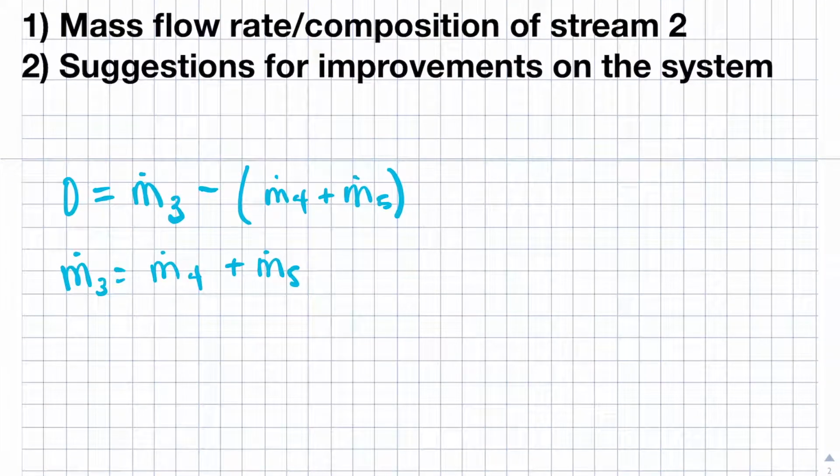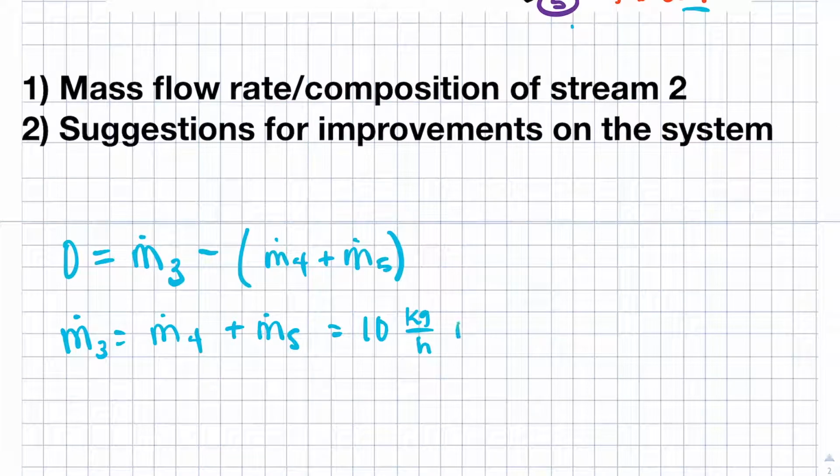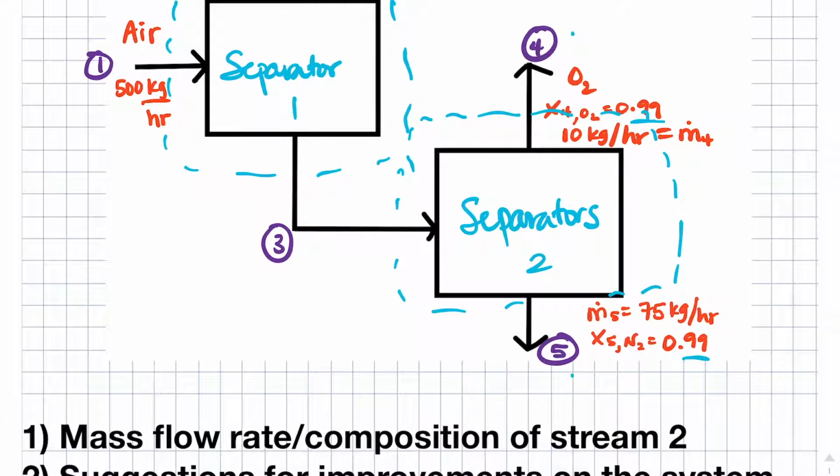So if you plug in those numbers, you get mass flow rate of 4 is 10 kilograms per hour, and the mass flow rate of 5 is 75 kilograms per hour. So we know that the mass flow rate of stream 3 is 85 kilograms per hour. Pretty simple. Now we can do the same thing, but do a mass balance on, let's say, oxygen.